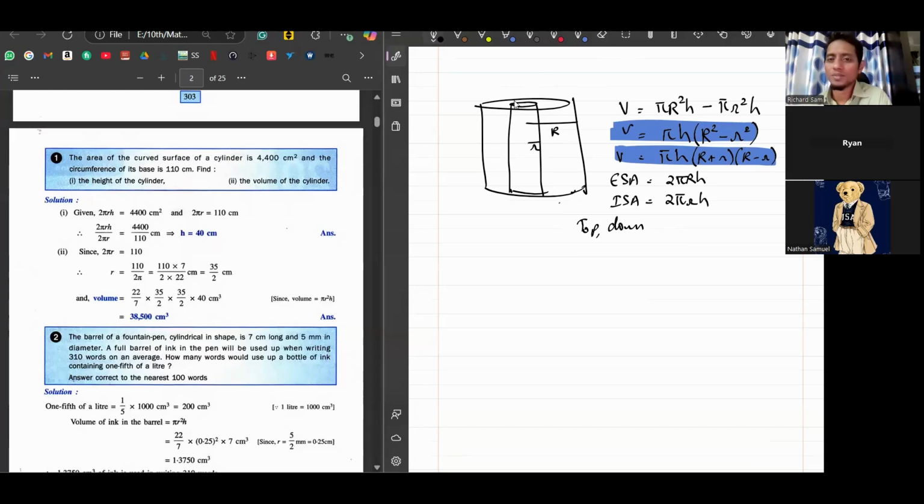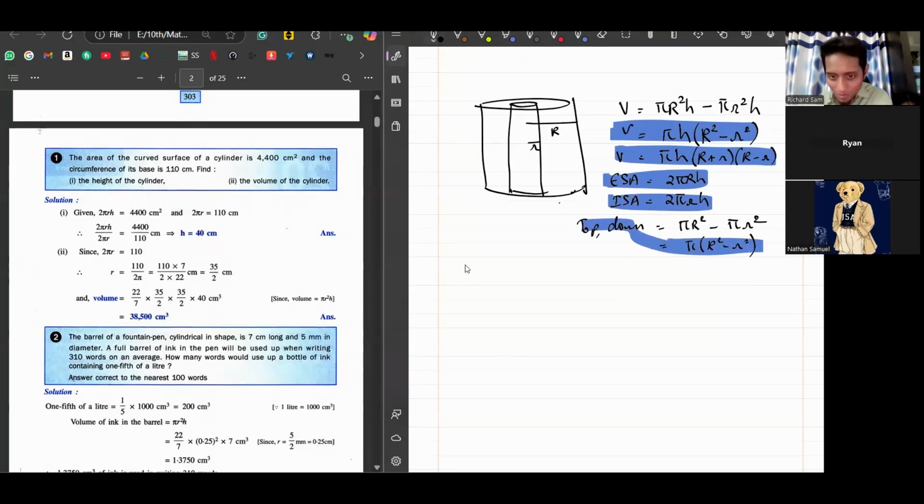The top, what shape is it? A circle with a circle removed from inside. So it is the outer circle's area minus the inner circle's area. Correct? That will be pi R square minus the inner circle's area, which is pi r square. You can take pi common outside, and then R square minus r square. Okay, so this will be the surface area. So external surface area, internal surface area, and the top and down.